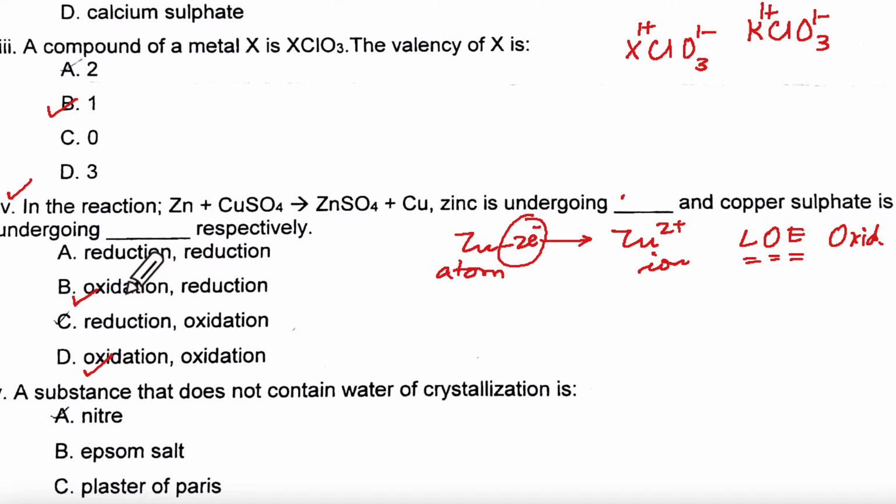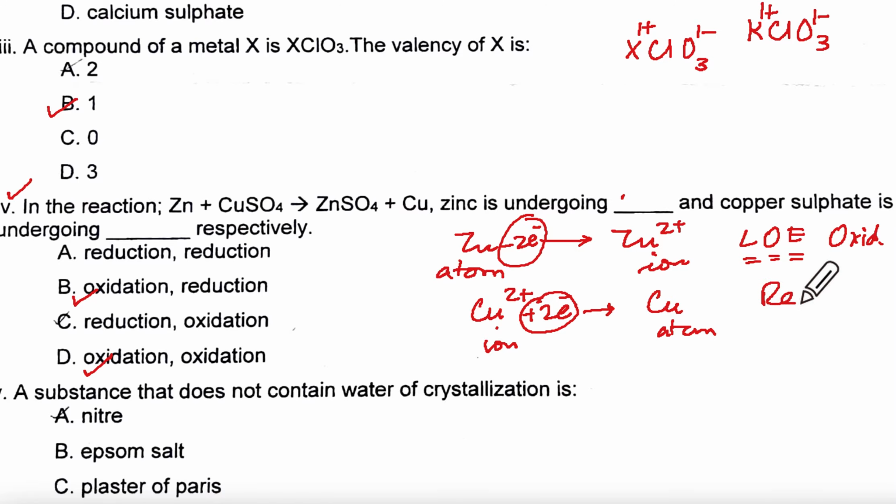So let us say out of this copper sulfate. Now copper sulfate is here in combination, Cu2 plus becomes Cu atom from ion. How did it do that? By gaining 2 electrons. So gain of electrons means it will be reduction. So oxidation and reduction, this is the correct option, not this.